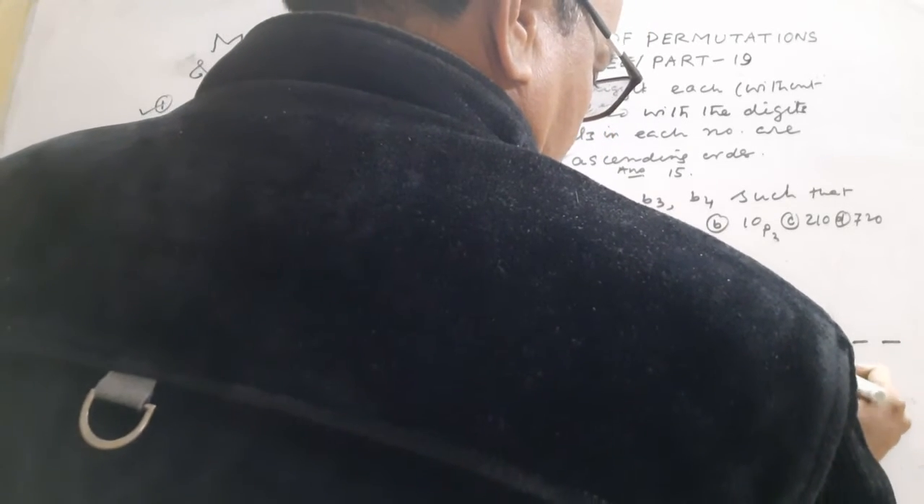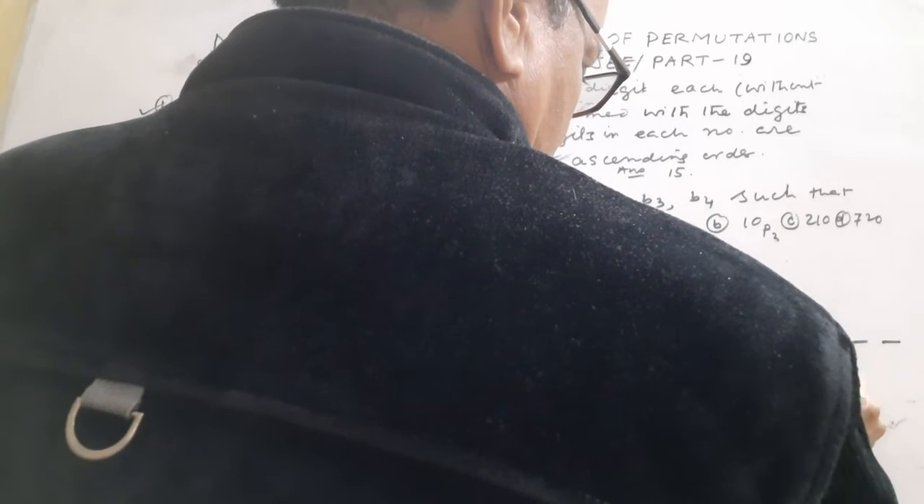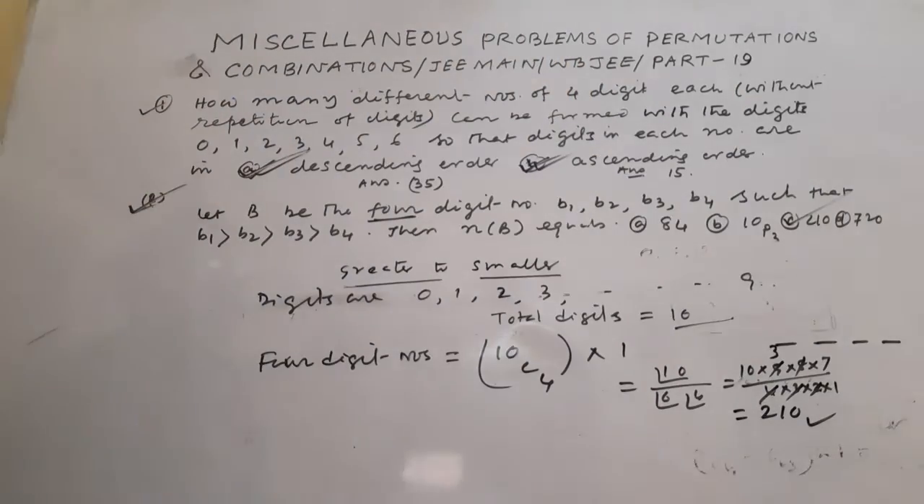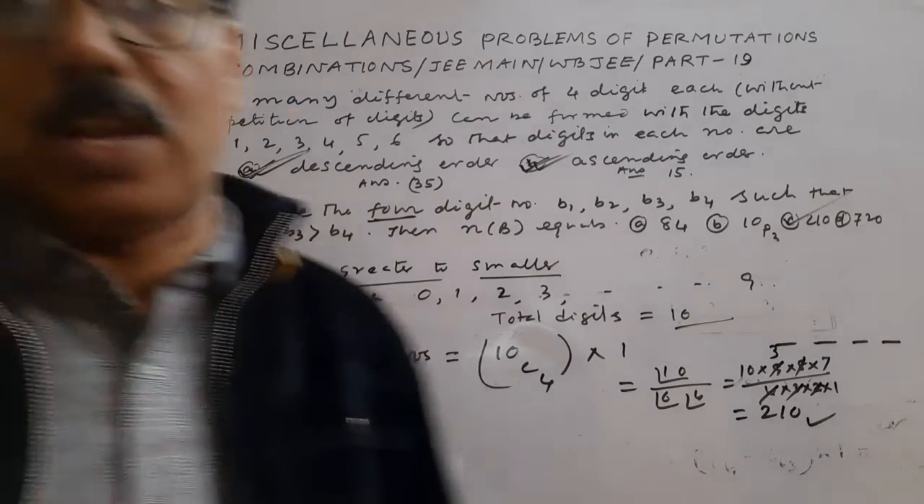You calculate 10C4. So factorial 10 by factorial 6, factorial 4. So 10, 9, 8, 7 over 4, 3, 2, 1. So 4 into 2 is 8. 4 into 2 is 8. This is 3. So 210. So 210 is the possible answer. So they are of same type.